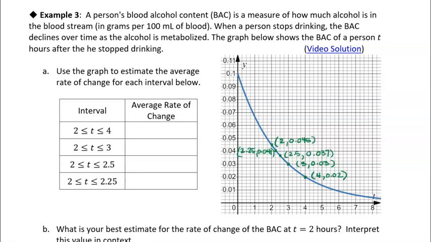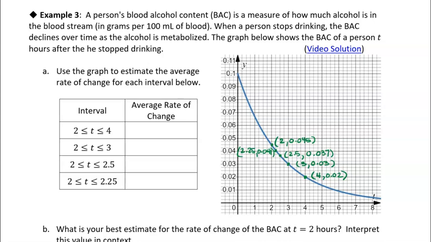So the first thing I've done is just try to use the graph to estimate the blood alcohol content at those various time values. All right, so I've marked them off on the graph. I don't know how well you can see them, but I need those in order to calculate the average rate of change over each of these time periods.